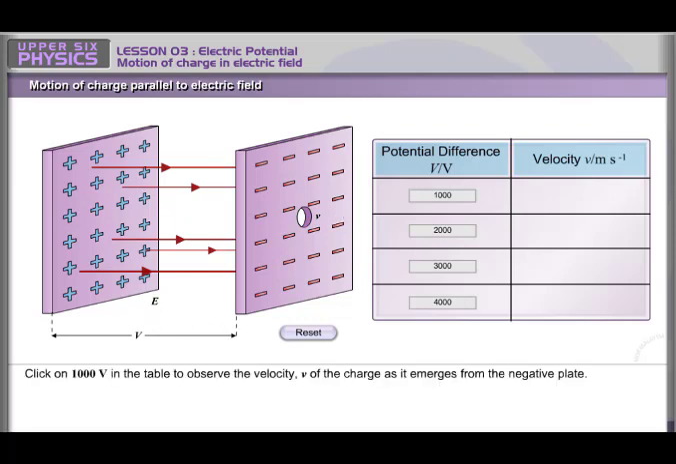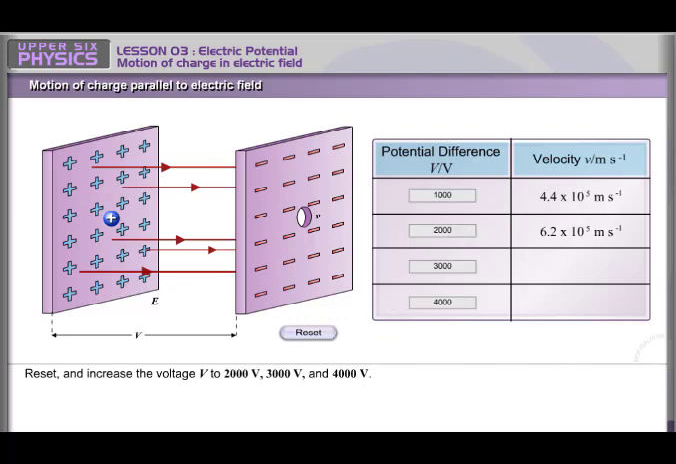Click on 1000 volt in the table to observe the velocity v of the charge as it emerges from the negative plate. Reset and increase the voltage V to 2000 volt, 3000 volt and 4000 volt.